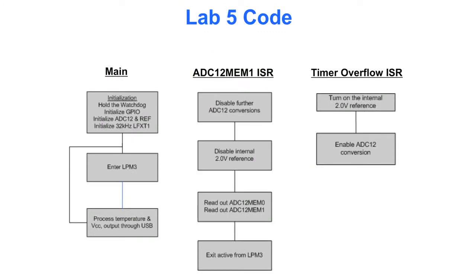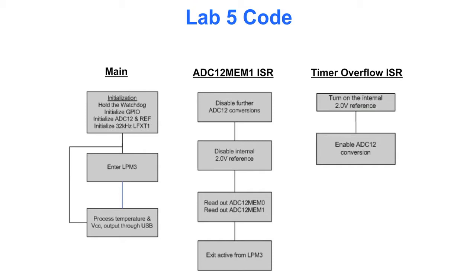The flow for the Lab 5 code: same kind of main here with all the basic initializations. Then we enter the sleep mode LPM3. Now we wait for the 2-second delay to go off. That will be the timer overflow interrupt service routine over here. When the timer overflow goes off, it will turn on the internal reference and enable the ADC12 conversion to start. Once that's started, it exits.